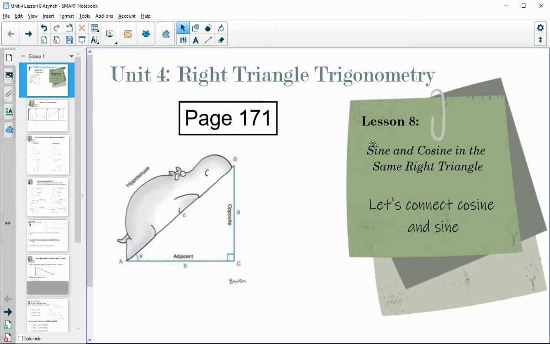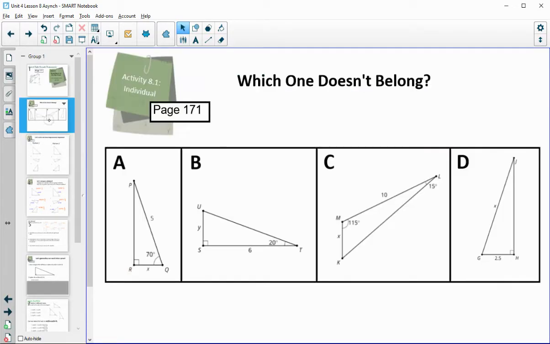In lesson 8, it is titled Sine and Cosine in the Same Right Triangle. So we're going to be looking at sine and cosine within the same right triangles. Go ahead and turn your book to page 171. That's where we're going to start. In this first activity, it's which one doesn't belong. Just pause the video, pick which one you choose that doesn't belong, and then come back to the video.